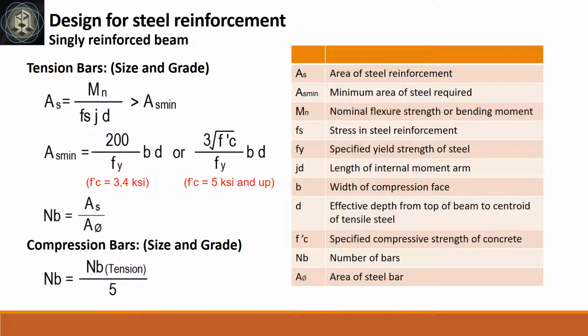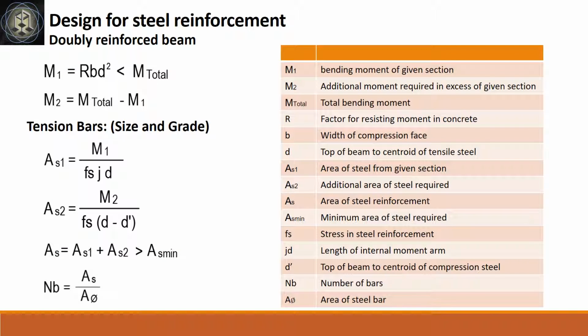For singly reinforced beam, we solve the area of steel required based on the moment and effective depth, and after that derive the number of bars on the tension side and the compression side. And for doubly reinforced beam, the moment from the assumed section should be less than the total bending moment capacity required for our beam design.